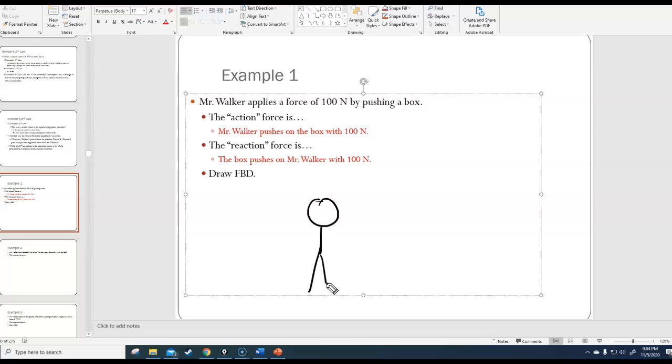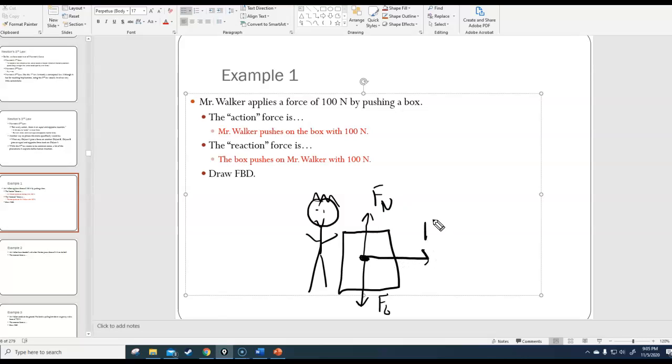Okay, and so if I were to draw the situation, here's Mr. Walker, smiley face. Here's a box. The FBD for the box would look something like this. Force of gravity going down, normal force going up. And let's say, just to make it easy, let's say there's no friction. Here I have an applied force from Mr. Walker. According to the third law, if I put a force on the box, the box is going to put an equal and opposite force back onto me. So what does my free body diagram look like? In other words, where does that third law reaction force show up?